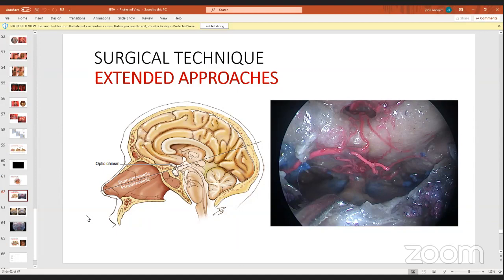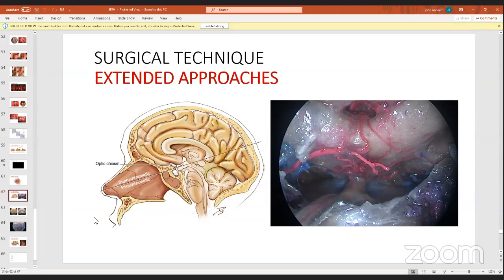But when this angle is wide enough, that means you have space between the optic chiasm and the pituitary gland. So this space is what you use to get to the craniopharyngioma, for example.